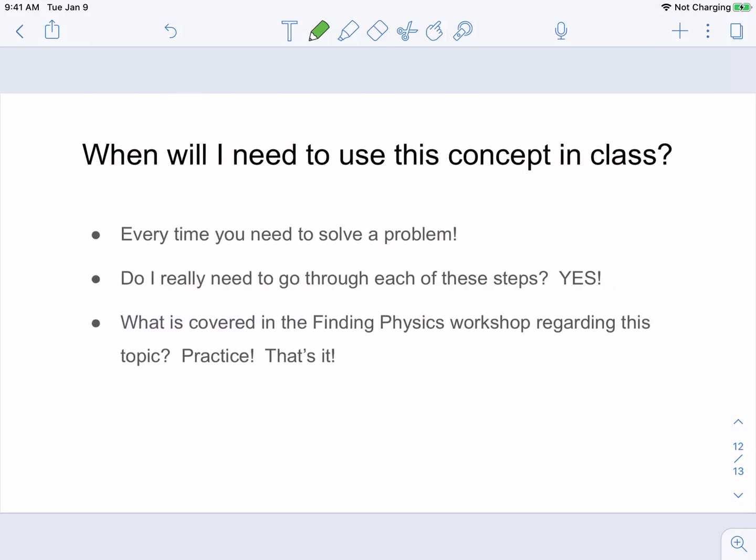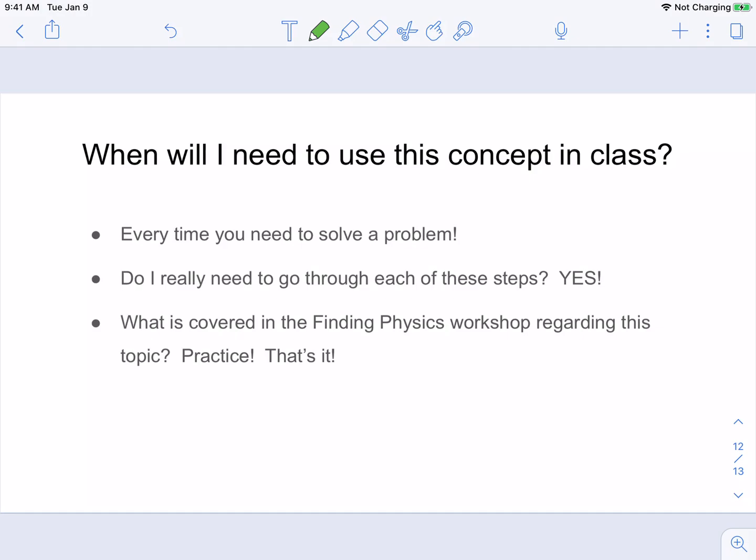Now, I know I just quickly went through the different steps of the problem-solving process. When are you going to use this? Every stinking day, folks. Anytime you get a problem, you should be going through this process. Sometimes there might not be a lot to do with a step, but you should still acknowledge that step and see if it applies to the problem you're using. Do you really need to go through each step? Yes. Yes, like I said at the beginning, you're trying to build this routine.